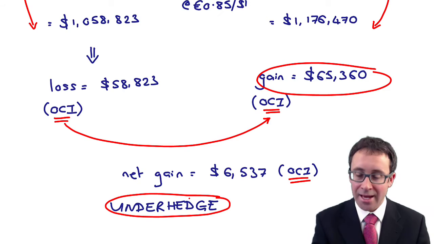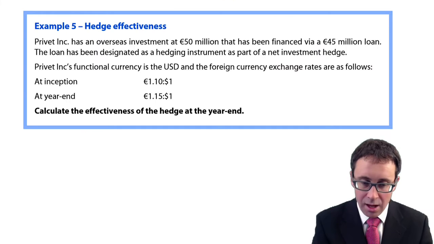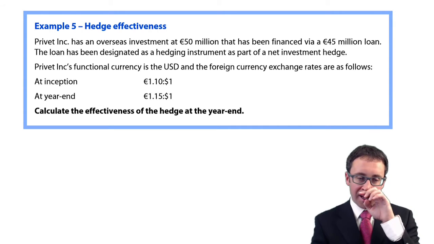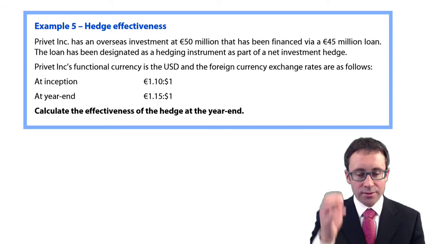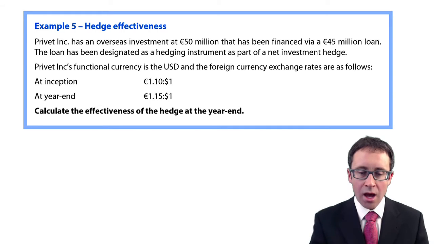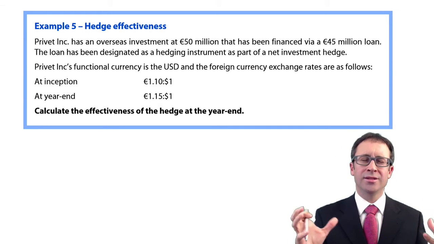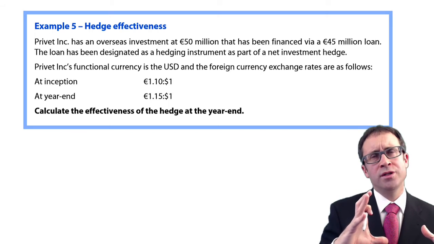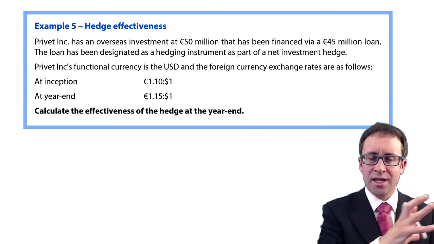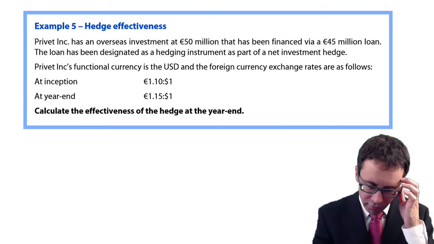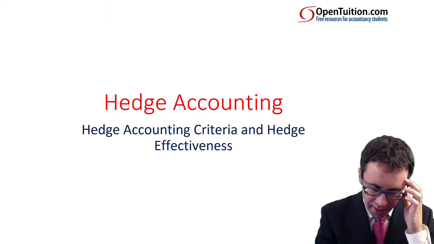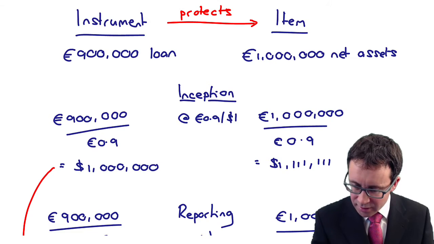Okay, excellent. So what you've got there, there's a little example, example number 5, all about the hedge effectiveness. Okay, and it sort of combines the overseas net investment hedge example from earlier, and then asks you to work out the hedge effectiveness. You know, if we go back, we didn't work it out, did we? But we'll show that it is effective.